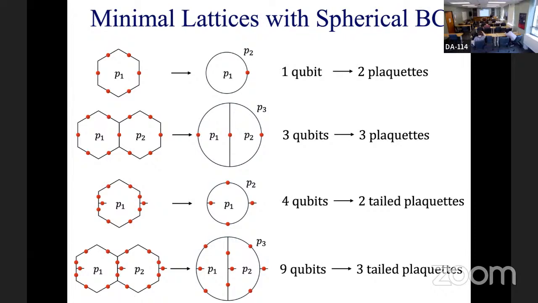Okay, so these are basically the smallest lattices I'll be working with, and that's the trick: this identification of boundary conditions just allows me to use these very small lattices.